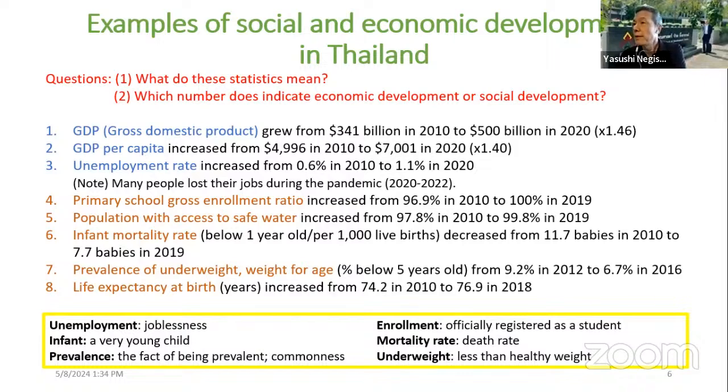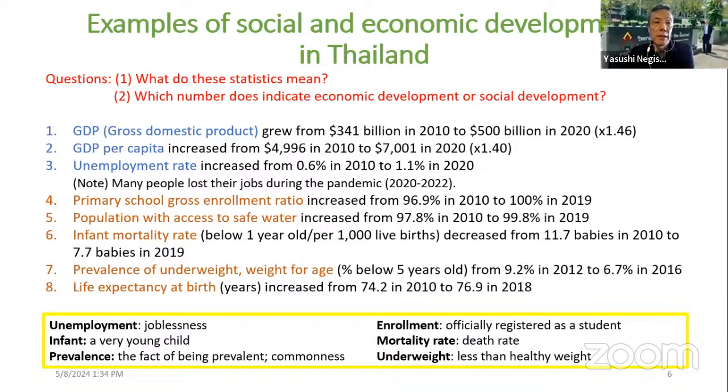This is the number calculated as the number of deaths in the first year of life divided by the number of live births multiplied by 1,000. So according to these statistics, Thailand's number, 11.7 babies in 2010, decreased to 7.7 babies in 2019. Again, Thailand has made great progress to decrease the number of babies who die before they reach year 1.